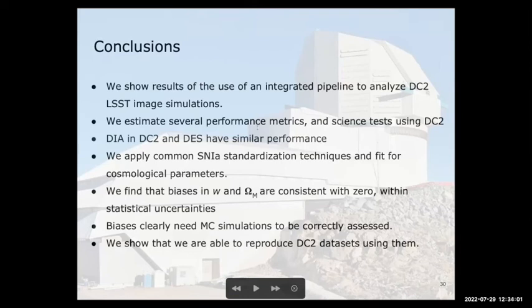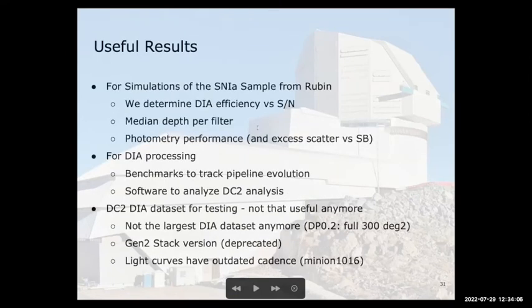An additional thing that we can infer from here is that we are able to reproduce the light curves using these catalog simulations. And I think there are a few useful results to highlight here. So if you want to create, for instance, simulations of an SN Ia sample for Rubin, now you have the DIA efficiency as a function of signal to noise ratio, which is a key ingredient. You have the median depth of filters, so something that you can corroborate if you are finding similar things. And we have the photometric performance characterized correctly.